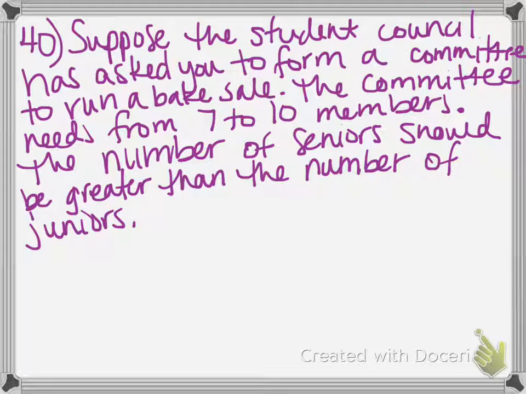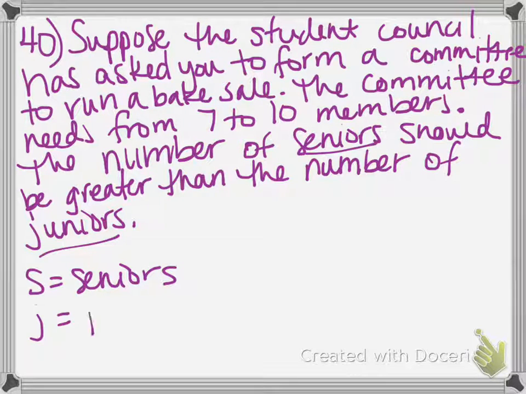So in this case, if you can tell, with student council, they're talking about seniors and juniors. So it looks like seniors and juniors are the only ones really involved in this committee for the bake sale. So therefore, I'm going to identify my variables. Remember, you get a point for that. And so I'm just going to say S equals seniors and J equals juniors.